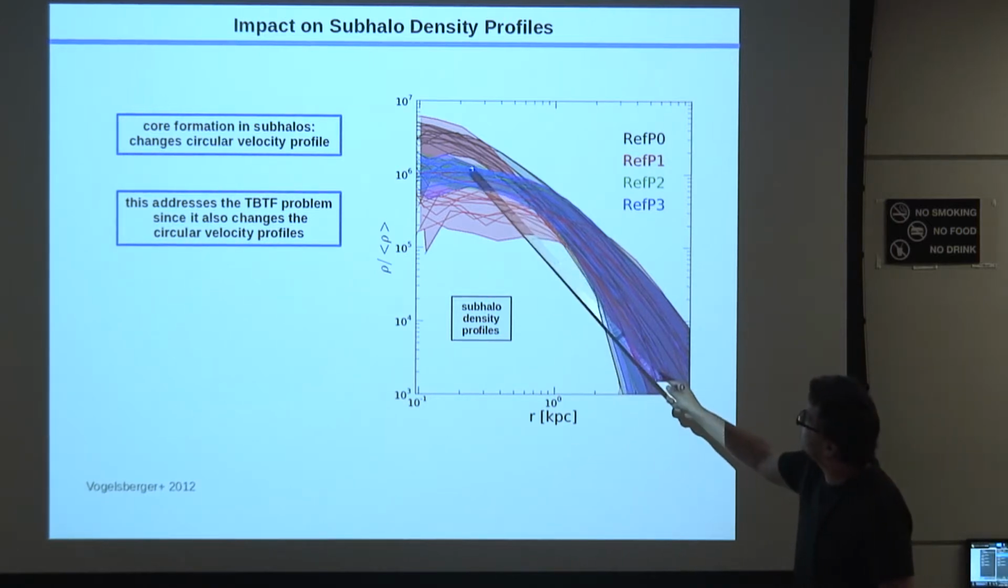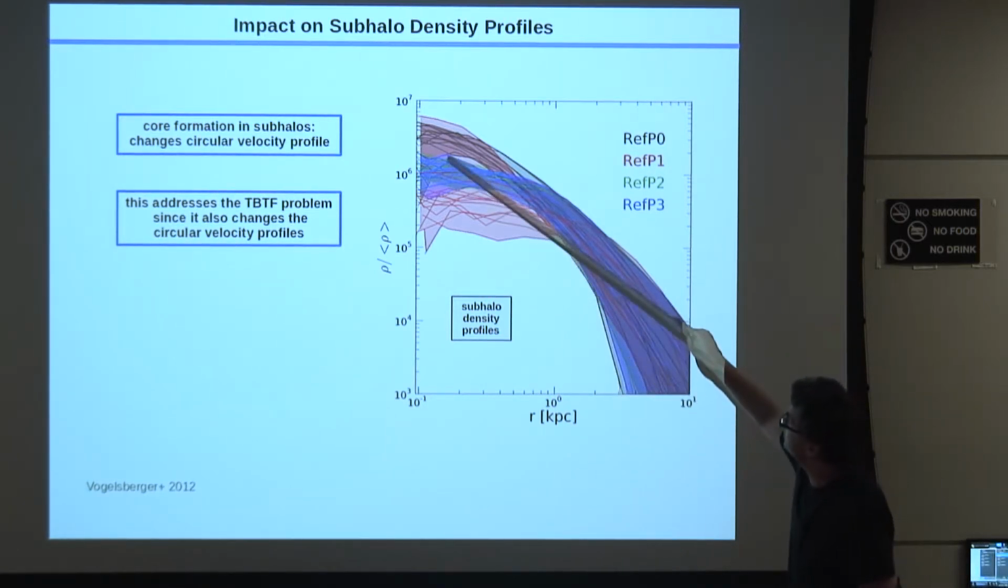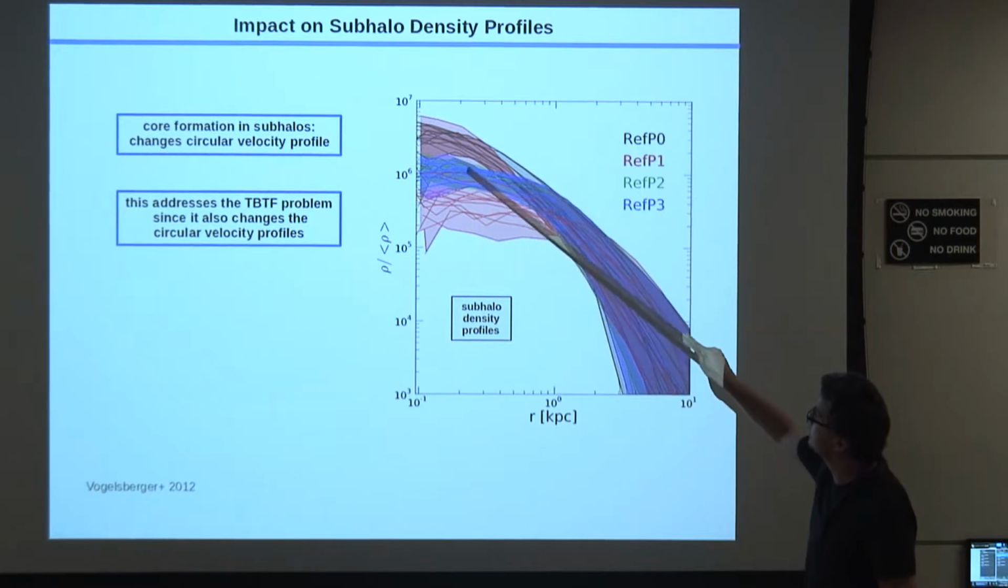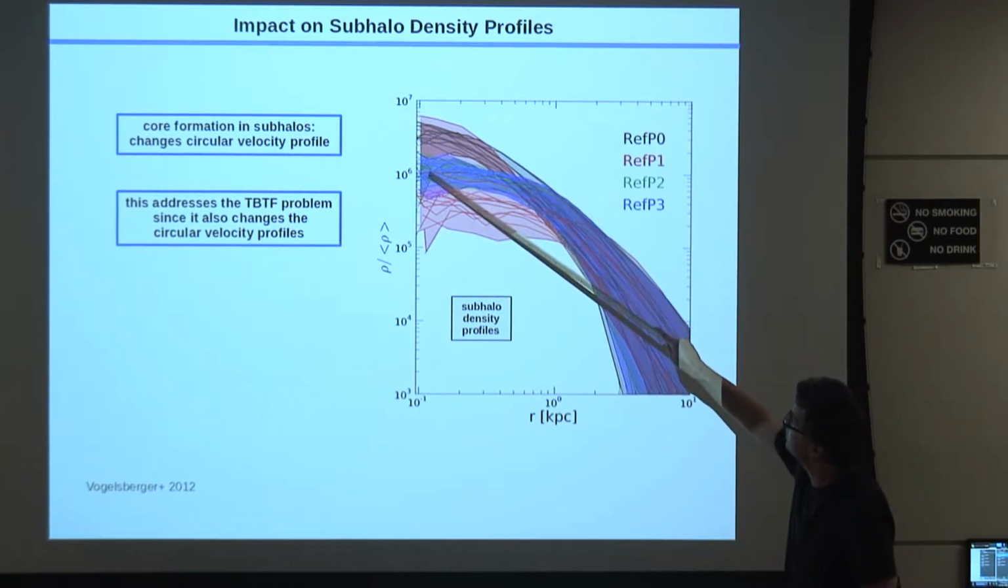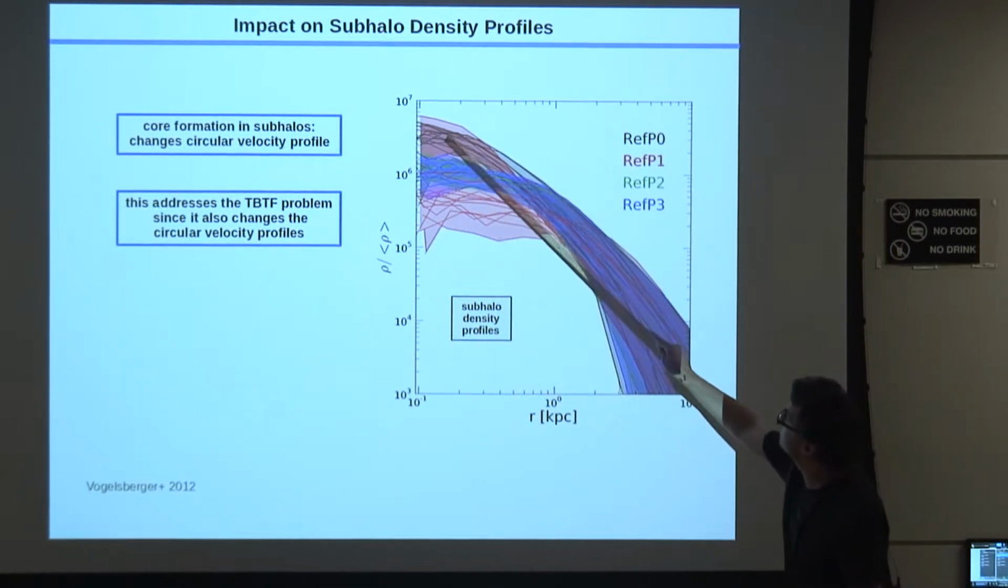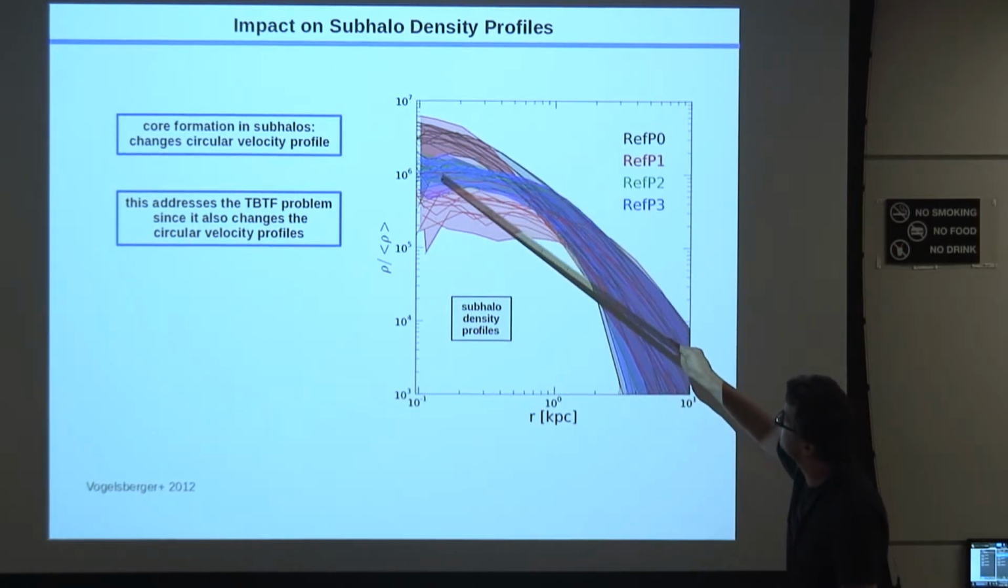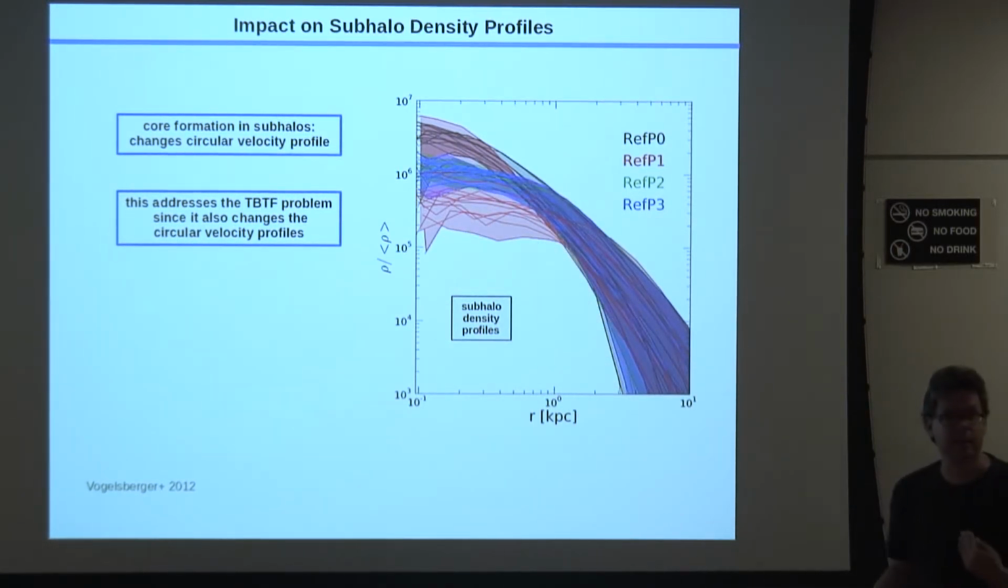But then for the models that have self-interactions, you see this reduction. You see this significant reduction here in the density, and this is a logarithmic scale, so it's really quite strong from the black to the blue, for example, or to the green. And that's again an effect of the self-interactions.